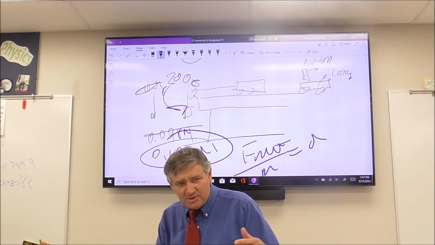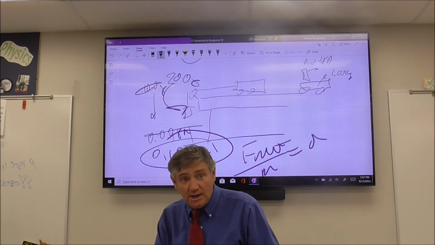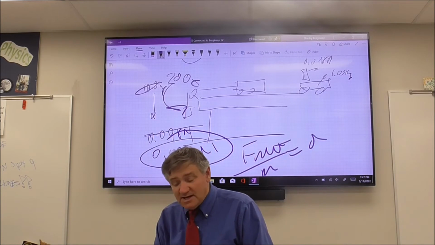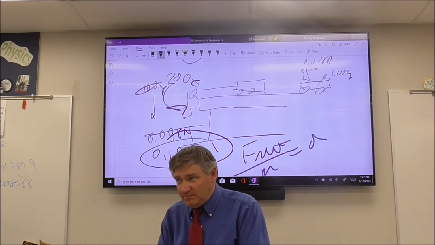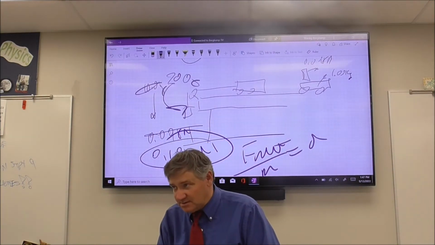You can say gravity causes an acceleration. That's cool, right? But you cannot say gravity is negative 9.8 meters per second squared. That's just the effect of the gravitational field.